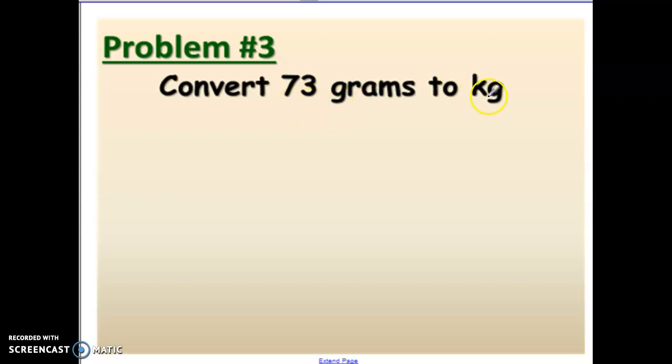73 grams to kilograms. Pause the video. You should end up getting 0.073 kilograms. From grams to kilograms, it's 3 movements to the left.